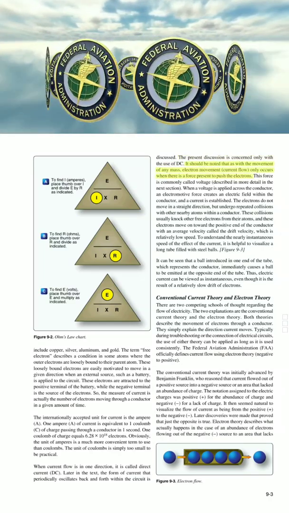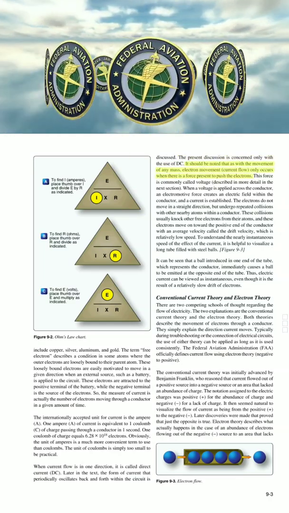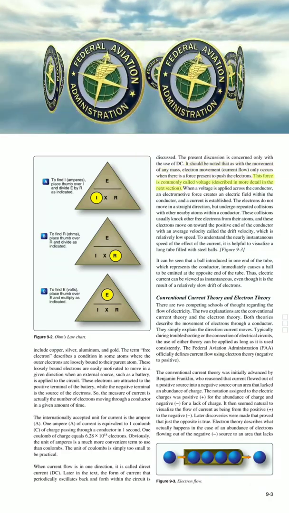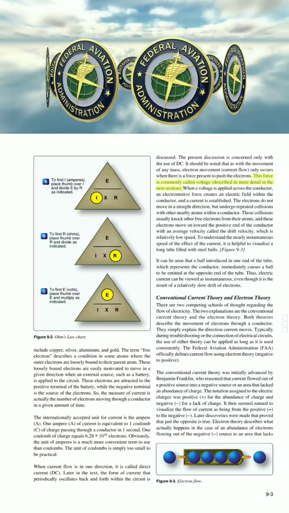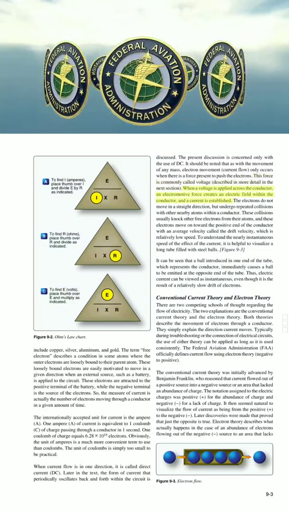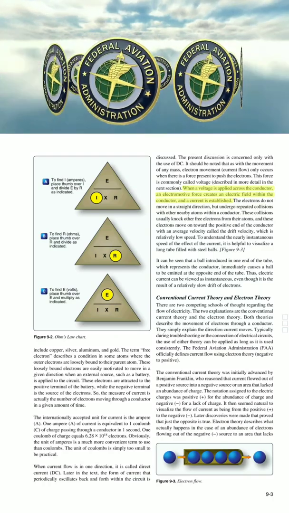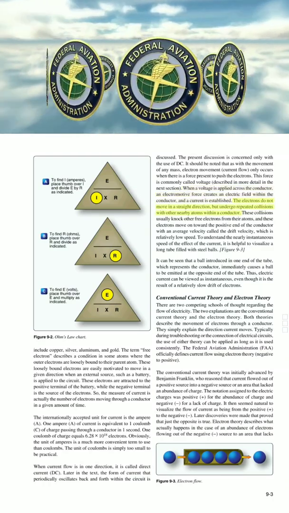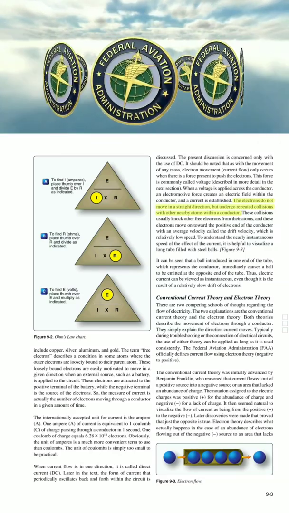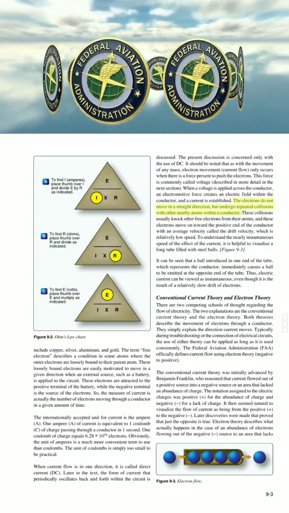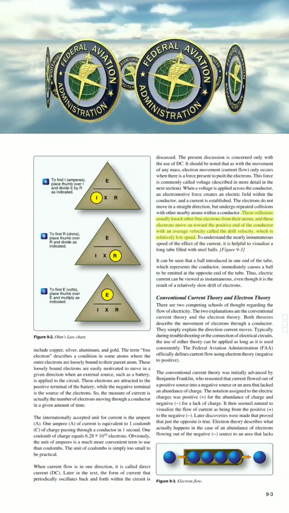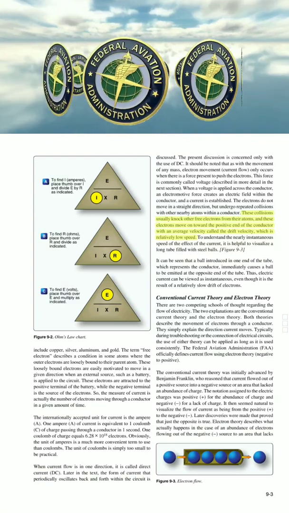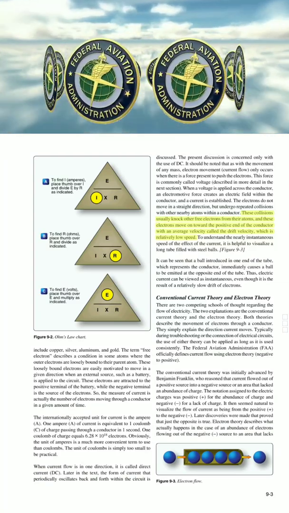It should be noted that, as with the movement of any mass, electron movement, current flow only occurs when there is a force present to push the electrons. This force is commonly called voltage, described in more detail in the next section. When a voltage is applied across the conductor, an electromotive force creates an electric field within the conductor, and a current is established. The electrons do not move in a straight direction, but undergo repeated collisions with other nearby atoms within a conductor. These collisions usually knock other free electrons from their atoms, and these electrons move on toward the positive end of the conductor with an average velocity called the drift velocity, which is relatively low speed.